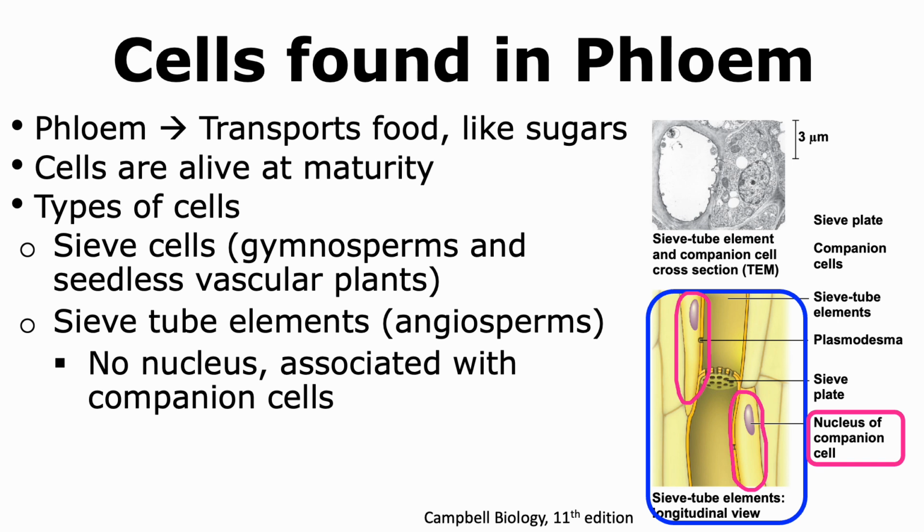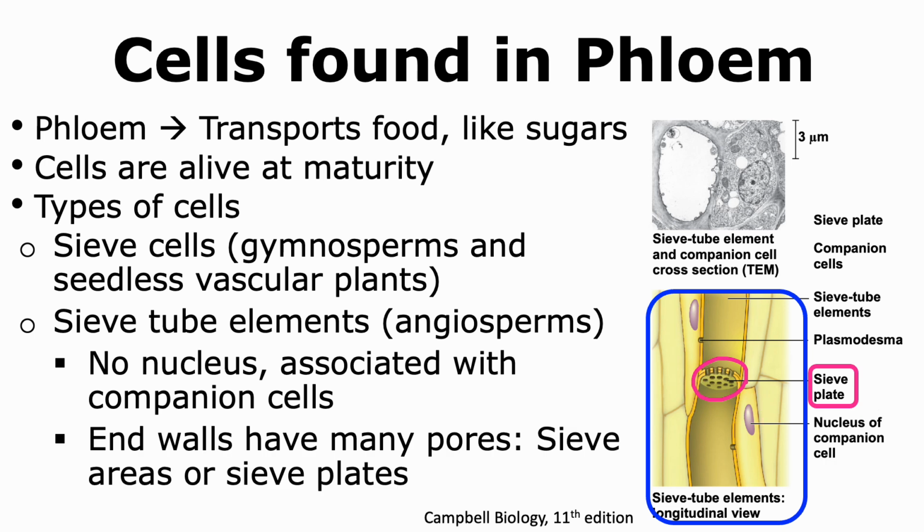The sieve tube elements do not have any nucleus but are associated with companion cells that do have nuclei. These companion cells have plasmodesmata that allow them to communicate and exchange material with the sieve tube elements. Thus, even though the sieve tube elements do not have a nucleus, they are able to take ribosomes, proteins, and other material from the companion cells. At the end of the sieve tube elements, the wall has many pores. This region is called the sieve plate or sieve area.